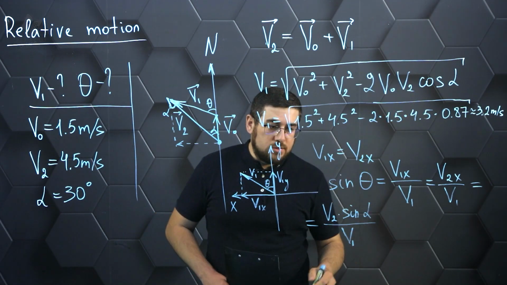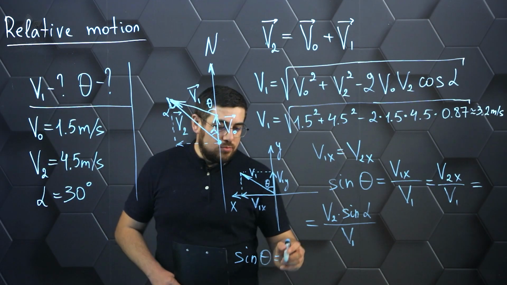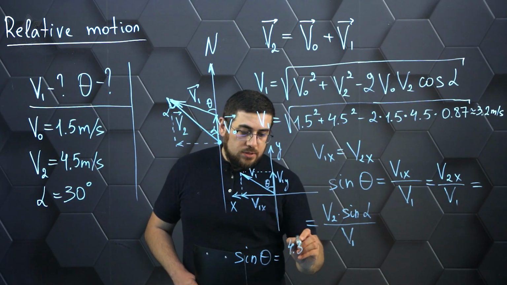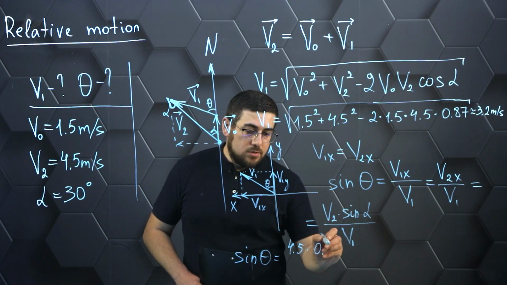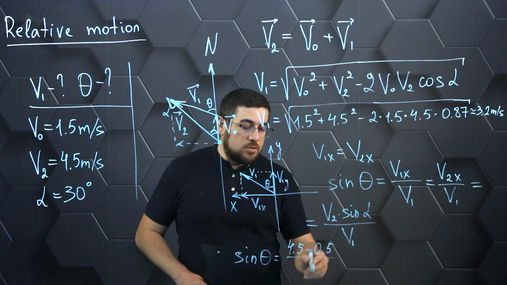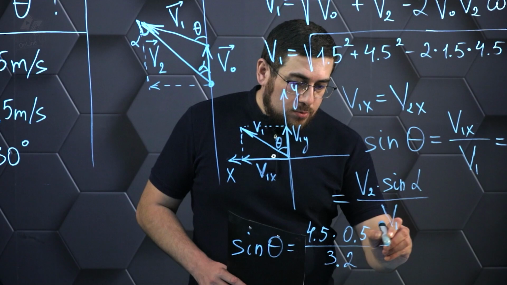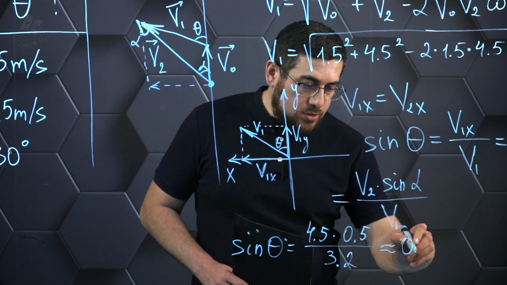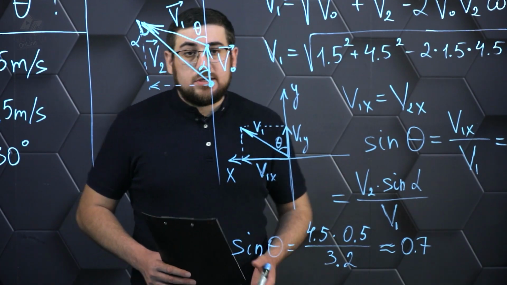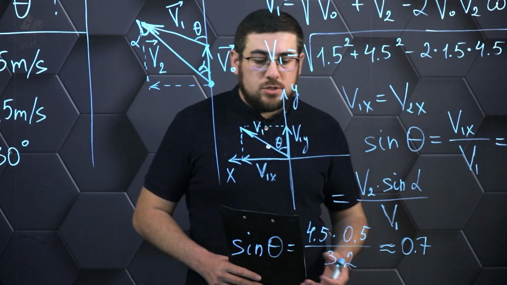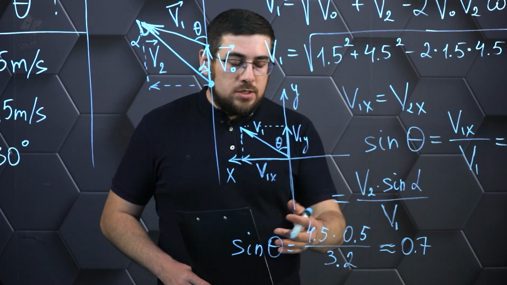It remains only to put in the values and calculate. And so the sine of theta angle is 4.5 times the sine of alpha, the sine of 30 degrees, 0.5, times ten, and divide by 3.2 tenths, and we get a value of 0.70. If we look at the Bradis table or calculate the inverse sine value for theta angle and get the value of 0.7, we get for theta angle 45 degrees.